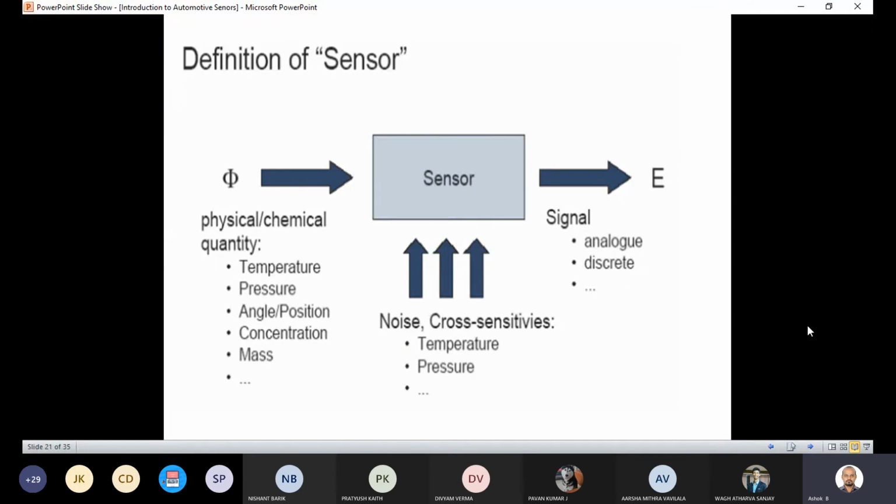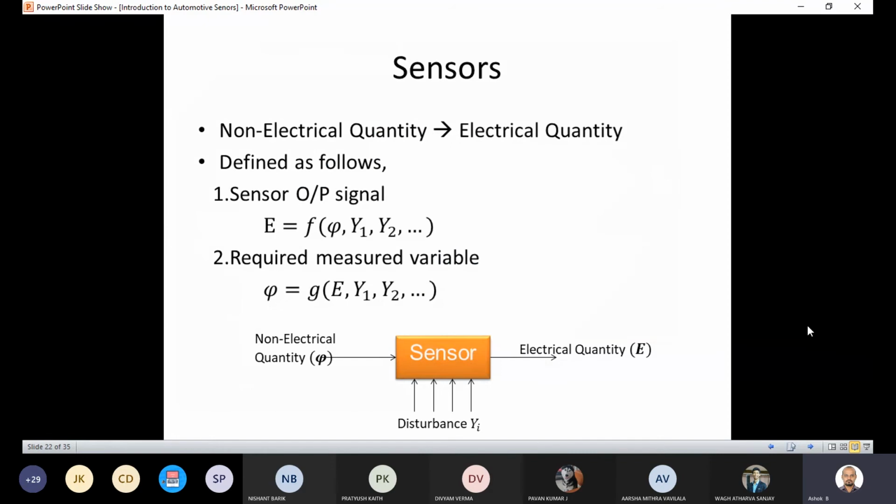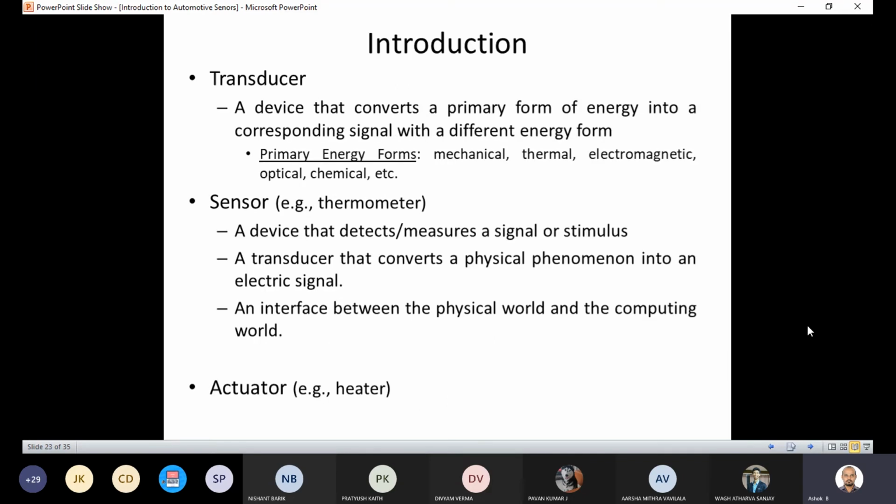And another important aspect is that the sensor has to provide the output signal with respect to the change in any kind of temperature, pressure, or any external disturbance. So it has to withstand any kind of noise and provide the output in an effective manner. Depending upon the electrical or non-electrical quantity, it has to provide the electrical quantity with respect to the disturbance in the system. So this disturbance may be temperature, pressure, noise, or vibration, all those things.